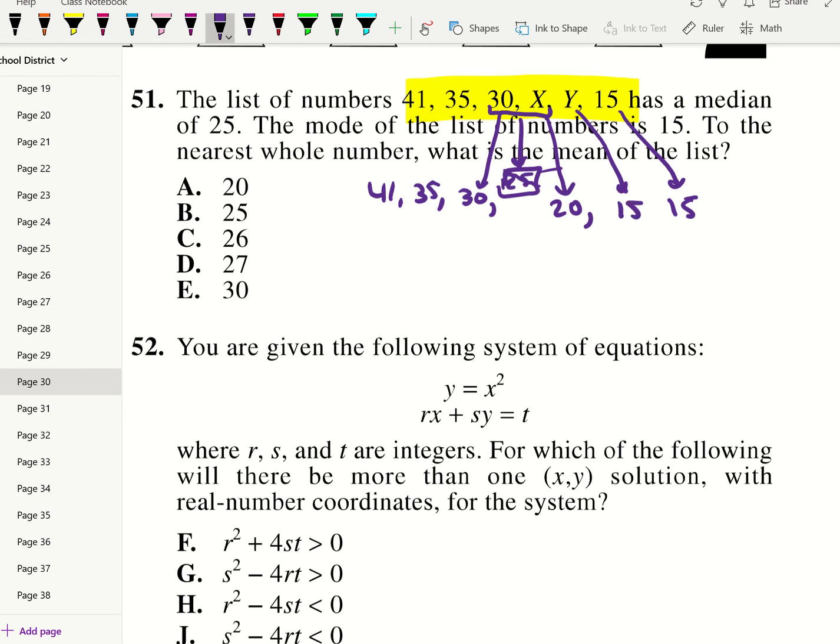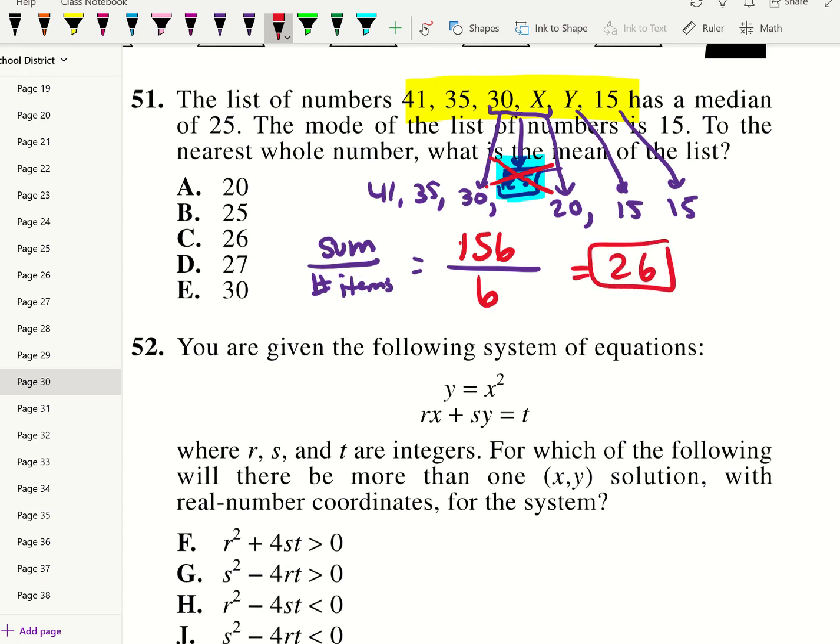From there, I want to go ahead and calculate the average by adding up all of the numbers and dividing by the number of items that we have in the list. So if you add up all of these numbers together, do not include the 25. The 25 was your median and was not an actual data point. But if you add up those other 6 numbers, you get 156, and there are 6 numbers, and the final answer here is 26.